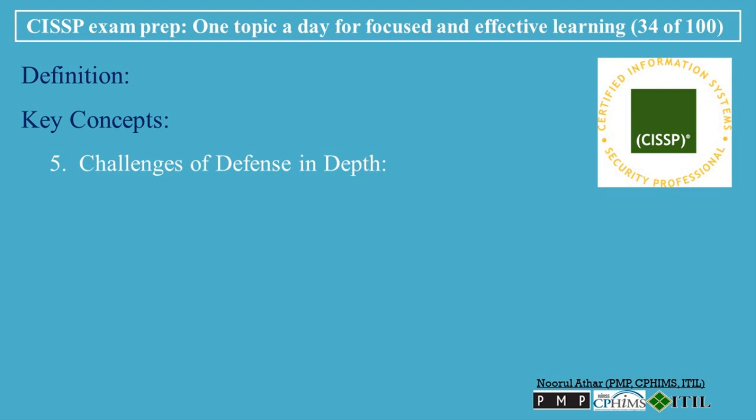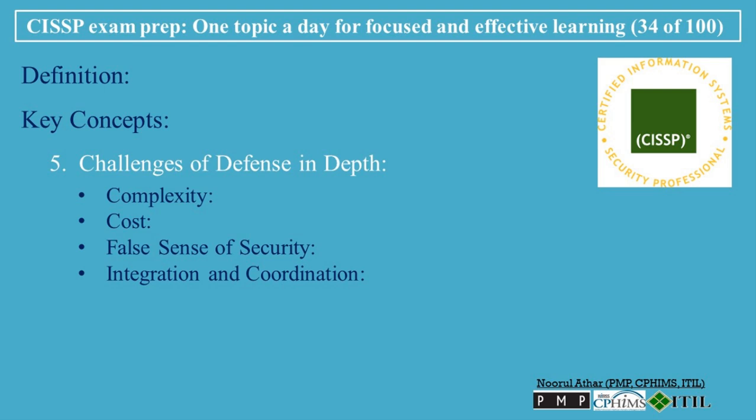5. Challenges of defense in depth. Complexity: implementing and maintaining multiple layers of security can be complex and require significant resources, both in terms of technology and personnel. Ensuring that these layers work together effectively is a challenge. Cost: deploying multiple controls across various layers may be costly, especially for smaller organizations with limited budgets. False sense of security: organizations must avoid relying solely on one or two strong defenses while neglecting other areas. Effective DID requires a balanced approach across all layers.